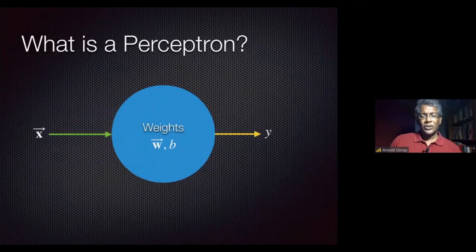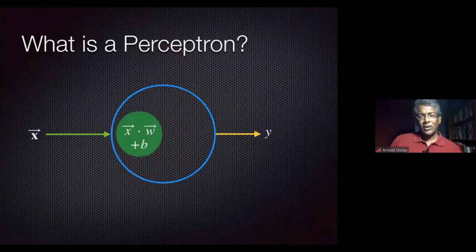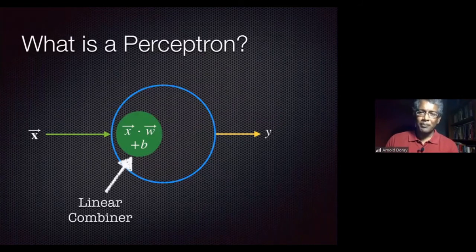If you use vector notation, we have an input vector x, the weights are represented by w and b, and the output is just a number y. How is this computation done? Very simply. We first take a dot product between x and w. That's why the counts must match: if you've got 10 x's coming in, you must have 10 weights, 10 w's in your perceptron. Then you add a bias to that. That part of the perceptron we call a linear combiner.